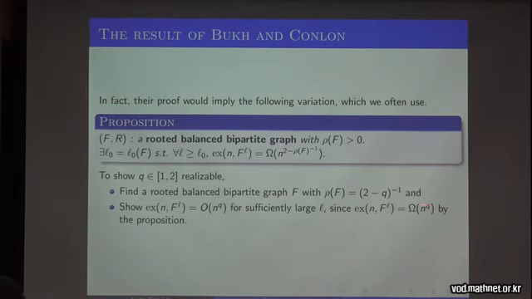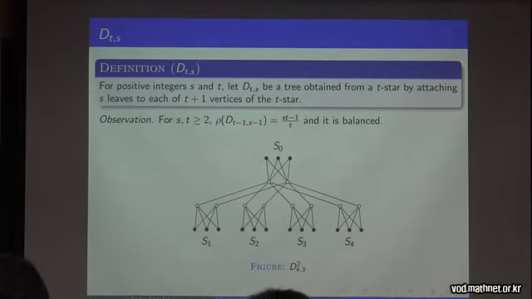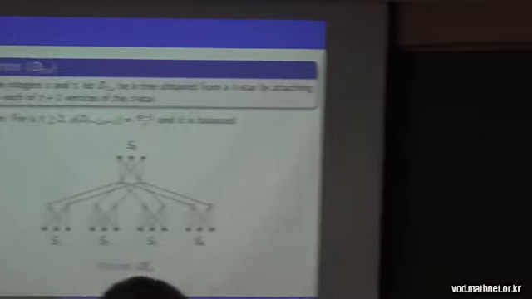So this is our strategy, and we may consider some balanced tree defined as follows. Given any T star, we begin with a T star and attach S vertices to each of the T plus 1 vertices of the star, and those S vertices become root vertices. Here the figure depicts the second blow-up of D43. So D43 looks like this.